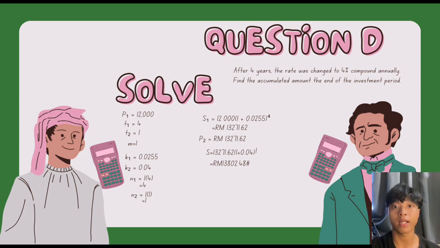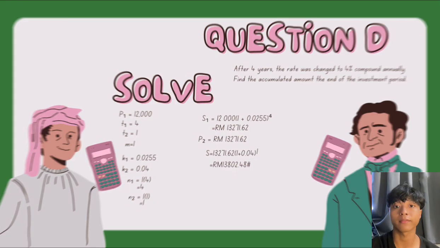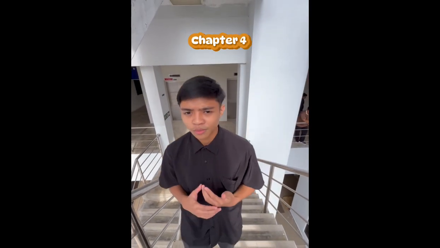Now we get the amount, but that is not the final answer, so we have to calculate again. 13,271.62 times the bracket 1 plus 0.04 to the power of 1. Now we get the answer for the total accumulated amount, which is 13,802.48. So, that is the end of chapter 3; let's move to chapter 4, annuity.